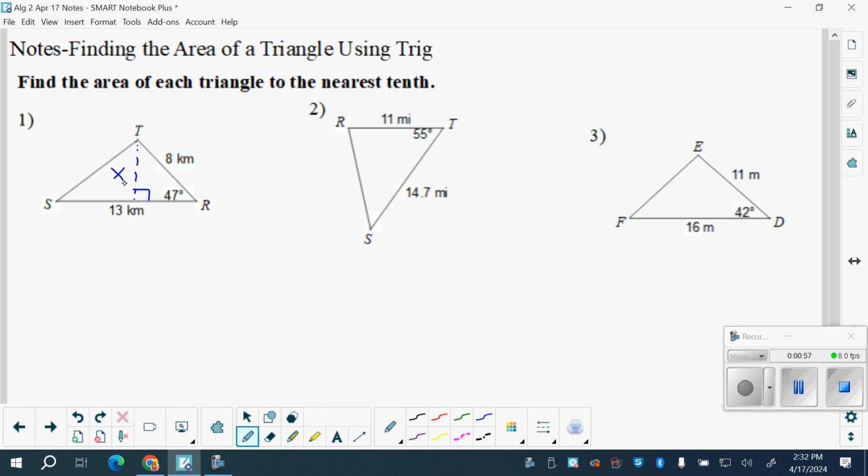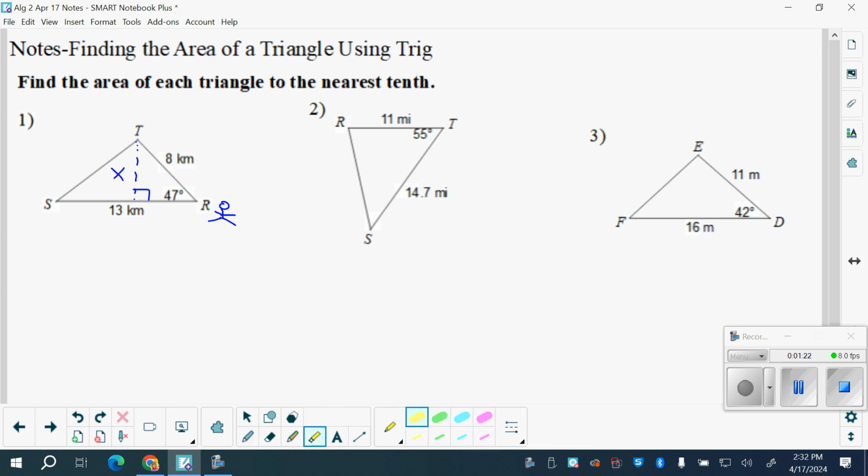What are we doing this unit? What's the name of this whole unit? Trigonometry. So we're going to do some trigonometry to find it. So what trigonometry would we do to find that? So the 47 degrees is our angle. What is the x in relationship to the 47 degrees?